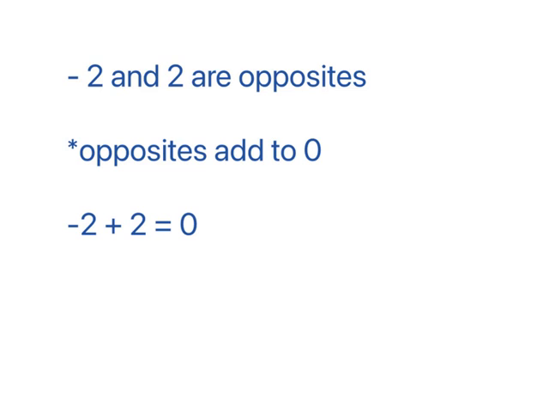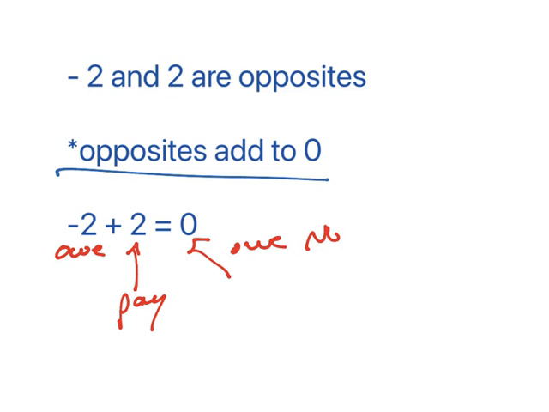So if -2 and 2 are opposites, we also know that opposites add to 0. So when I take -2 and I add 2, I get 0. So let's say that you owe someone $2 and then you pay them that $2. You now owe them nothing, right? That's the idea, is that they cancel each other out. So you're left with 0, and that's what makes them opposites.